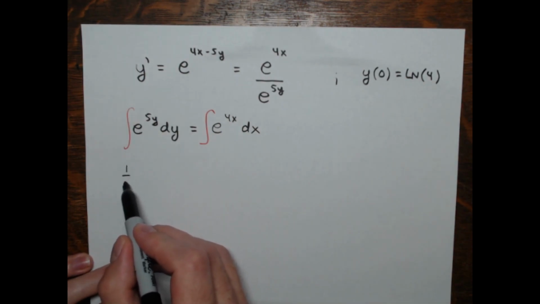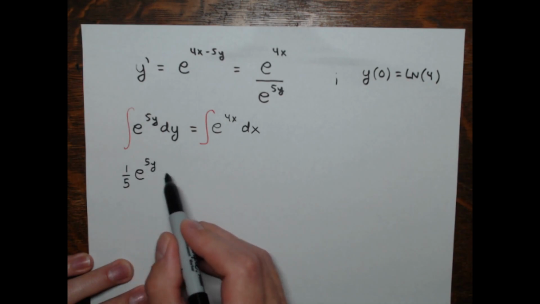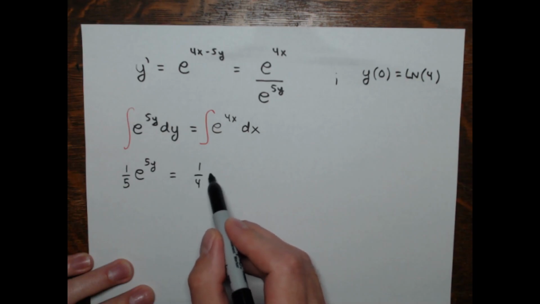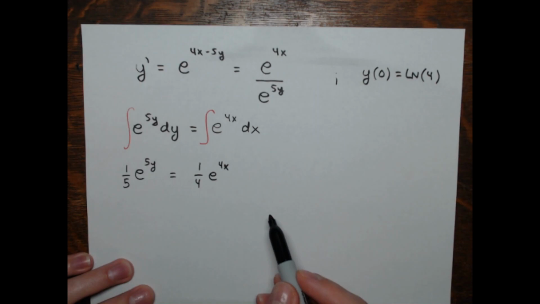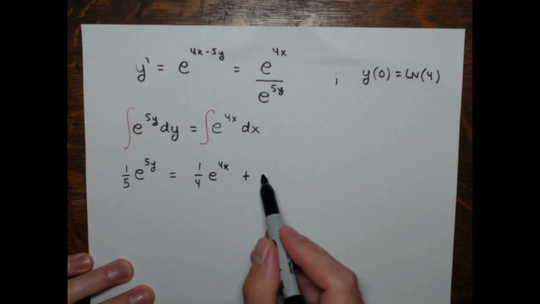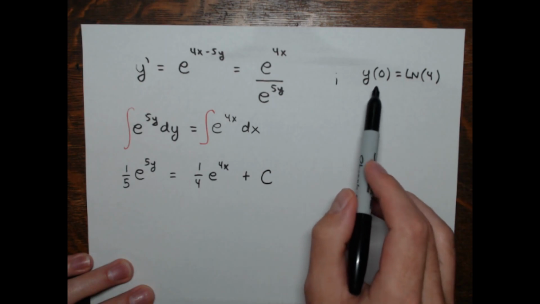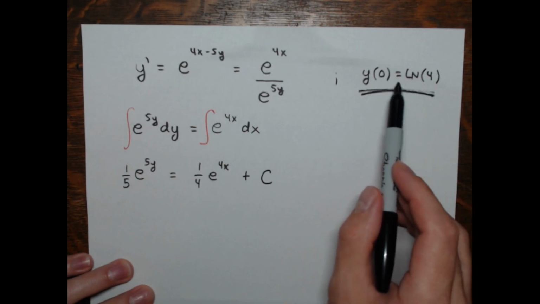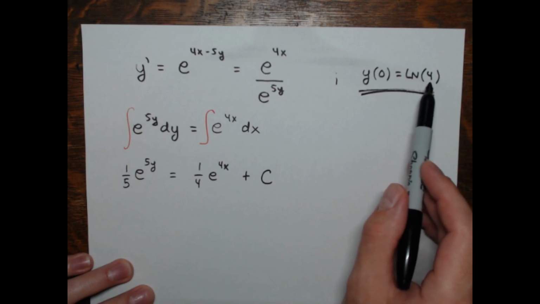Left side would be 1/5 e to the 5y, right side 1/4 e to the 4x, with respect to x, and then plus some constant. And I'm just going to find the constant right now. So when x is 0, y should be the natural log of 4.